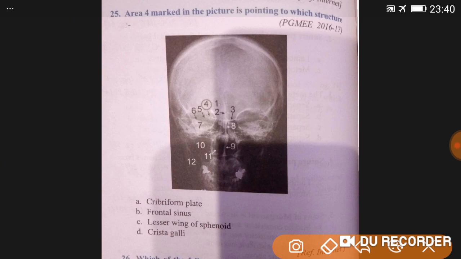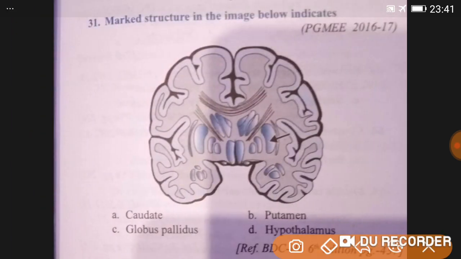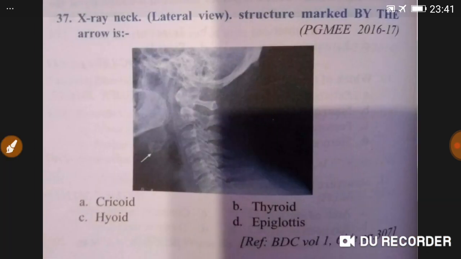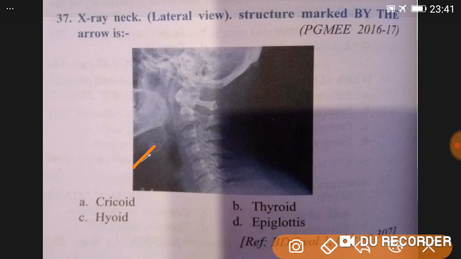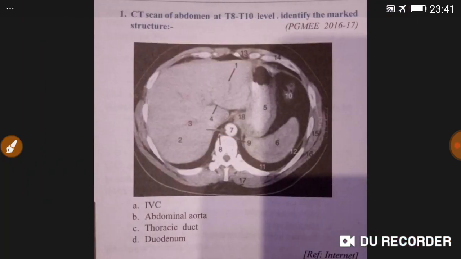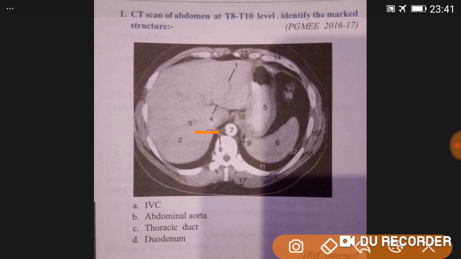Area 4 marked in the picture, pointing towards the structure, is the lesser wing of sphenoid. Marked structure in the image below indicates putamen. X-ray neck lateral view, the structure marked by the arrow is hyoid. CT scan of abdomen at T8 T10 level, identify the marked structure. This one marked is abdominal aorta.